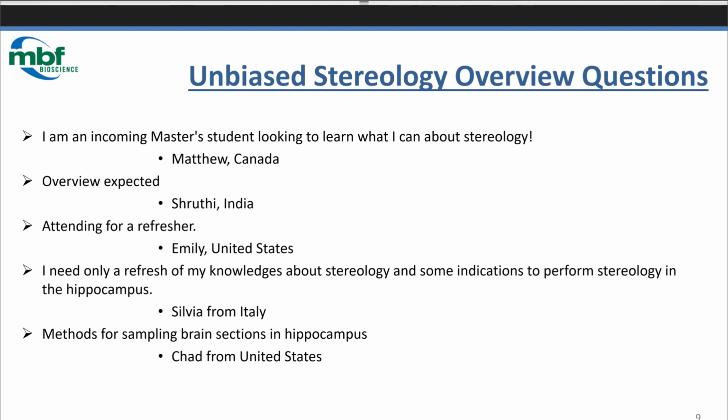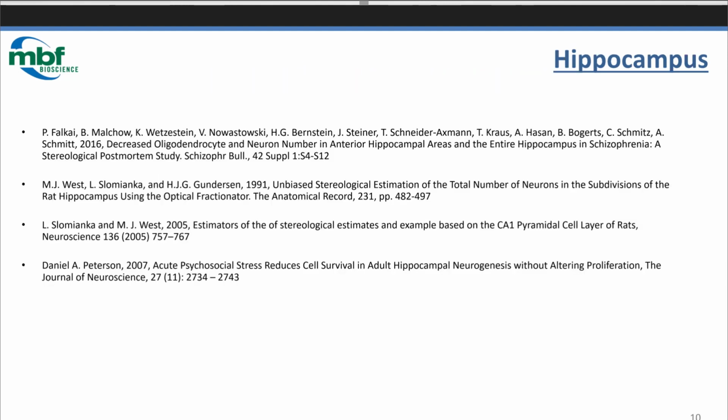But if you're working in the hippocampus, you're kind of ahead of the game, because during the history of unbiased stereology, some of the great names that have developed unbiased stereology have been working in the hippocampus. So I would take a look at these references. We see names like Gundersen, West, Slomianka, Schmidt, Petersen here. So take a look at stereology.info and take a look at these references if you're working in the hippocampus.